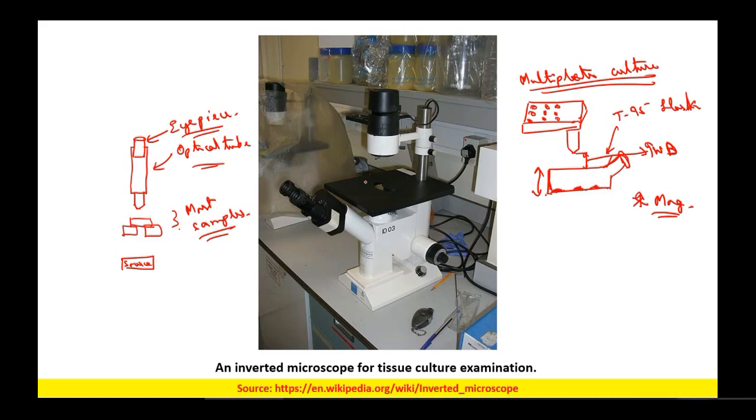In that case, what they have done is that the illumination system has been taken up, and the objective system, the turret, has been brought down, and over the turret you have the objective lenses. This allows you to achieve a very small working distance, and you will be able to visualize the mammalian cells properly.